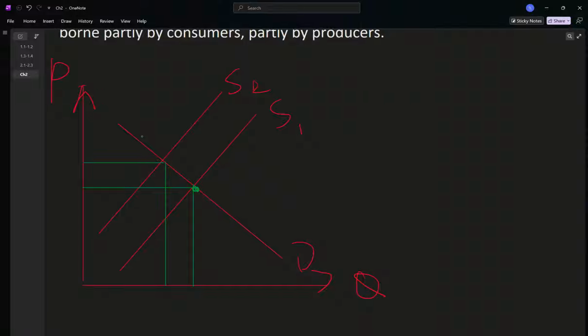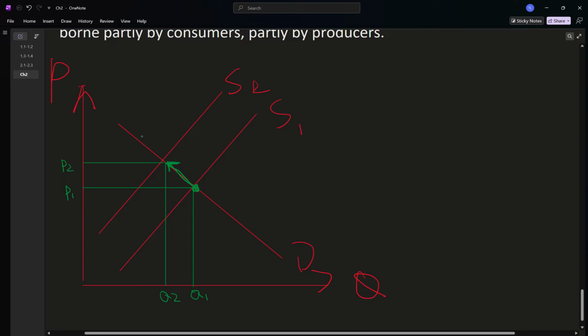So the original point is right here, and it moves this way, along the demand curve. There's a contraction in demand. And see P1, P2, Q1, Q2. So the original total revenue, before the tax, should be P1 times Q1.